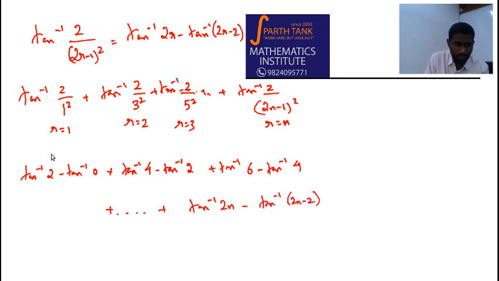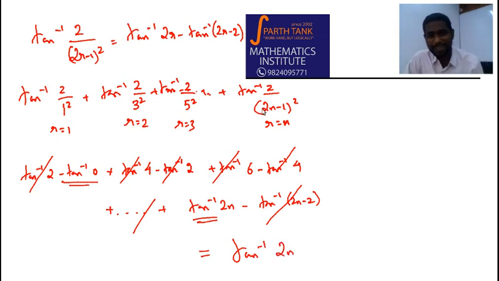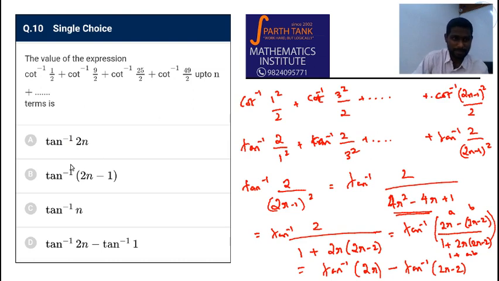Now you see all these intermediate terms will get cancelled. Tan inverse of 2, 4, 6 will get cancelled in the next, and all these terms will get cancelled, except the tan inverse of 0 and tan inverse of 2n. Tan inverse of 0 we know is 0. So what remains of all this is tan inverse of 2n. Nice, you know? Very interesting problem. So the answer is tan inverse of 2n, option A.